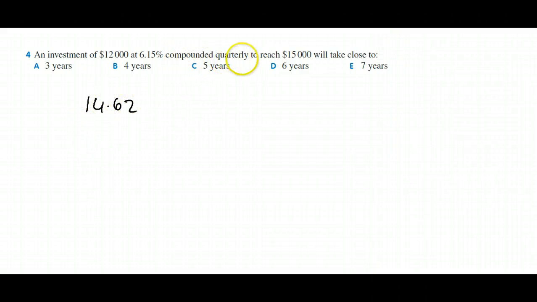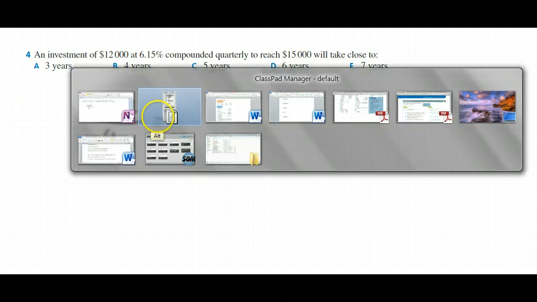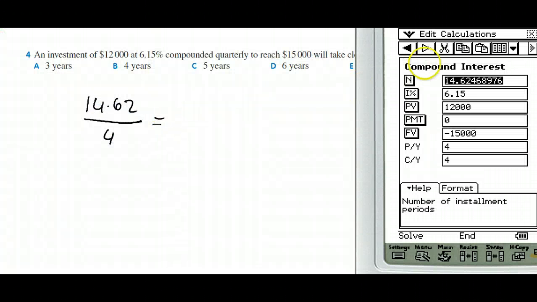Now, if it was compounded quarterly, then that means there's going to be 4 compounding periods per year. So if we want to turn this into years, we'll divide it by 4. There's 4 compounding periods per year, and then we'll have the number of years. So if we put in that number there and then divide it by 4, we get 3.65.